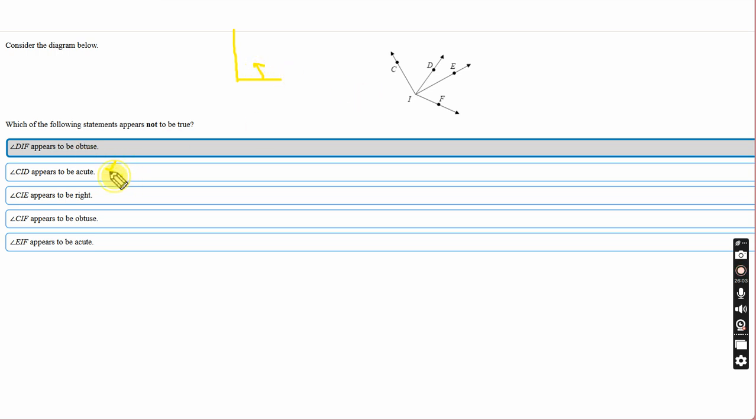The next one is our CIE. So CIE, remember, draw it out. CIE is making a 90 degree. So don't get confused, please. That is making a 90 degree.